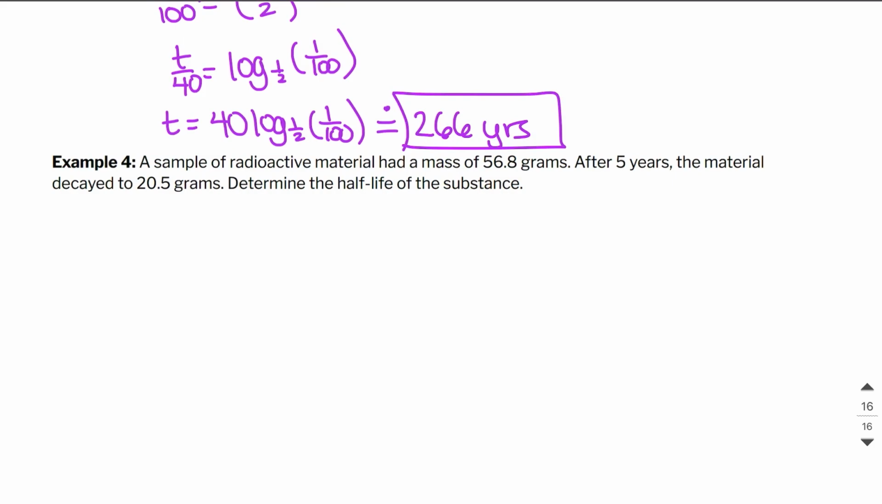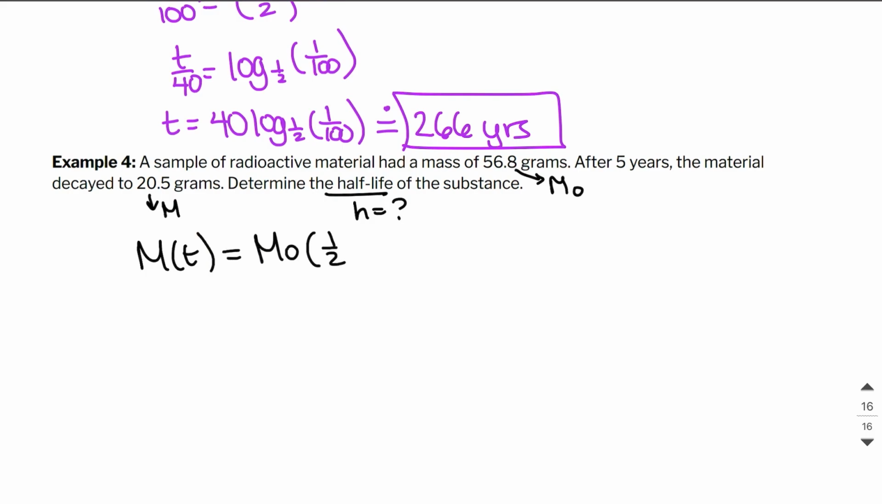Okay, example 4 is a little bit trickier. This time it says a sample of radioactive material had a mass of 56.8 grams. So this is m sub 0. After 5 years, the material decayed to 20.5 grams. This is m. Now it says to determine the half-life of the substance. So we're still going to use our general equation here. And then after 5 years is the time.